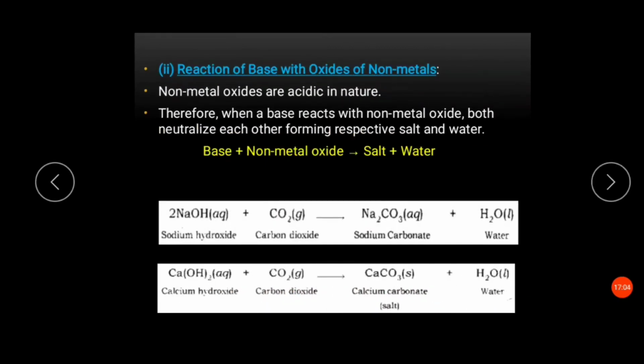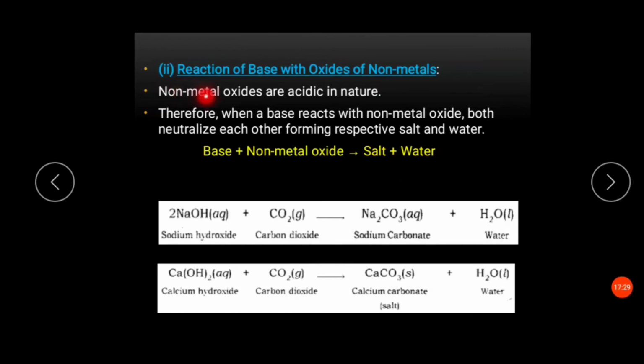Second one is a reaction of base with oxides of non-metals. See, oxides of non-metals, they are acidic in nature. So now you use your brain. If oxides of non-metals are acidic in nature and if they react with base, then what will happen? Salt and water will be formed. It will be like neutralization reaction. Acid and base react to form salt and water.